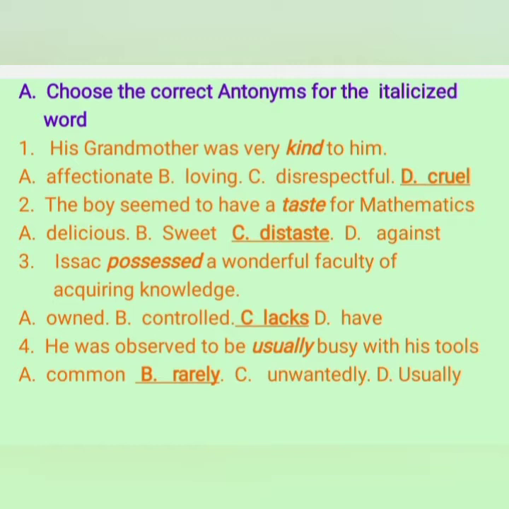The answer is distaste. Third one: Isaac possessed a wonderful faculty of acquiring knowledge. Option A is owned, B controlled, C lacks, and D have. The answer is lacks. And the fourth one: he was observed to be usually busy with his tools. Option A is common, B rarely, C unwantedly, and D usually. The answer is B, rarely.